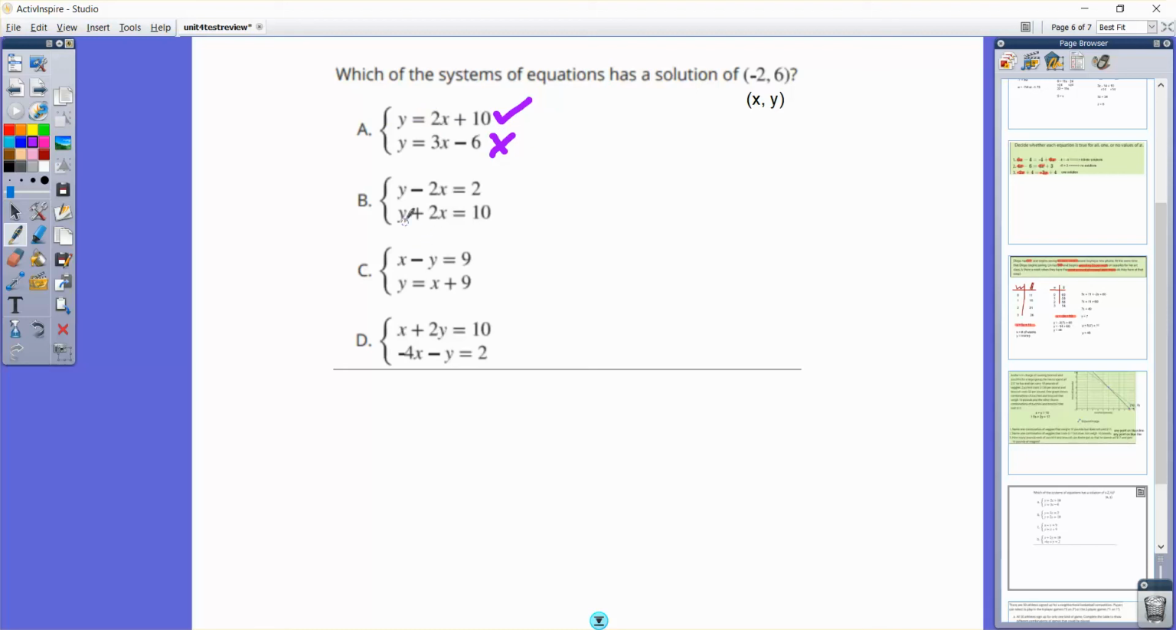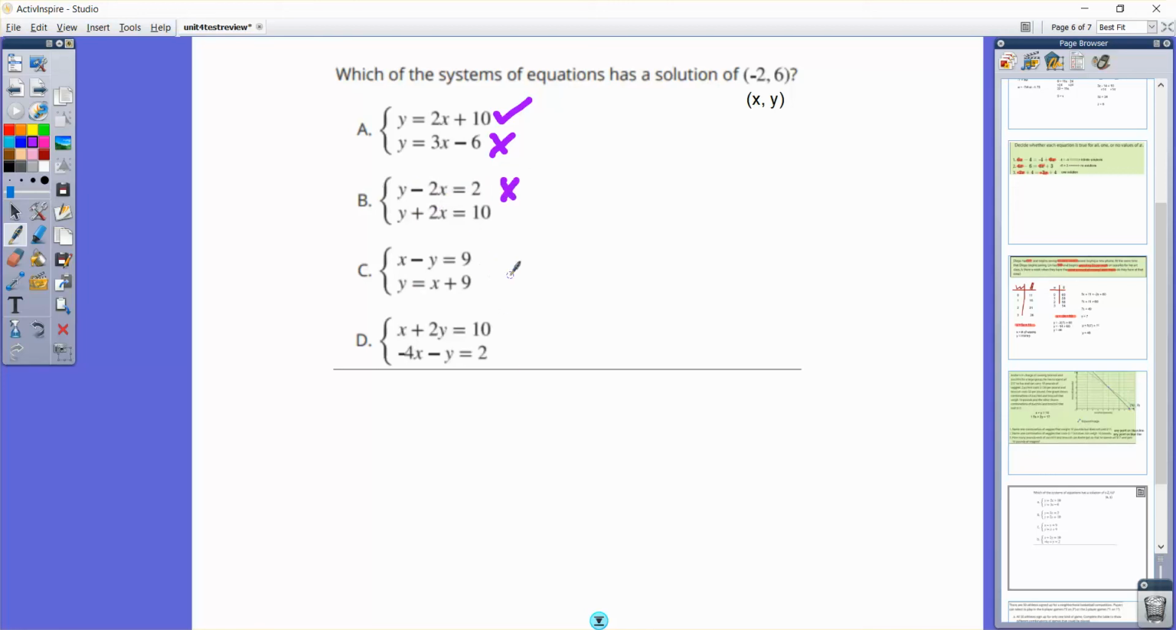If I look at, say, B, if y is 6 and x is -2, that means 6 minus 2 times -2. 2 times -2 is -4. 6 minus -4 is 10. 10 does not equal 2, so it doesn't work for this one. I don't even have to try the second one, so I know that B is not an answer.